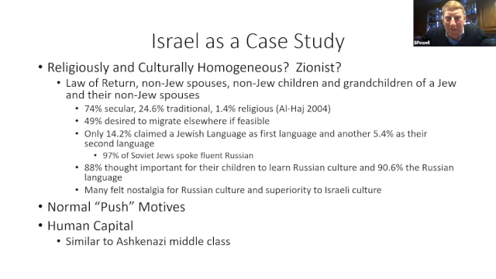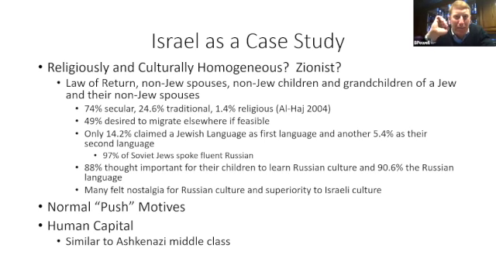are not migrating to be part of a Zionist project. Three quarters of them are secular. Only 14% identify as particularly religious. 49% of them wanted to go somewhere else. It's just they didn't have another feasible option. Under 15% of them spoke a Jewish language. Most of them spoke Russian. Most of them thought Russian culture was superior to Israeli culture.